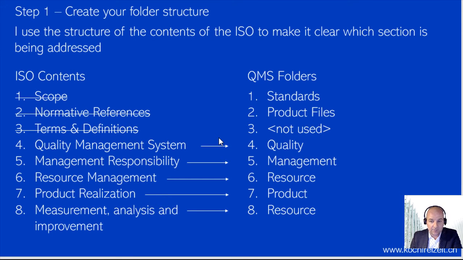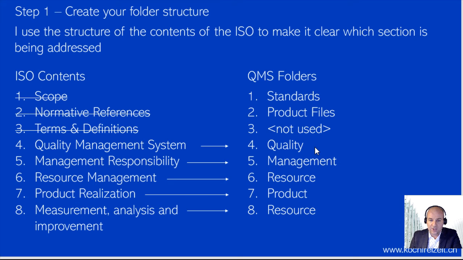And again, do it your own way, whatever you think best. There's no one way to do it, as long as you meet the requirements. This is my approach. I set up a folder for standards, and this is the folder which we'll work in today. One for your product files. So these are basically the requirements, design development, technical file for your product. I don't have a need for the third slot at the moment. I just leave it blank.